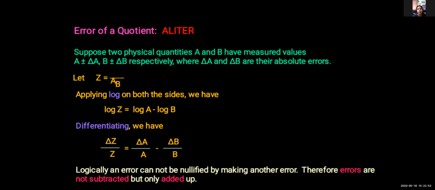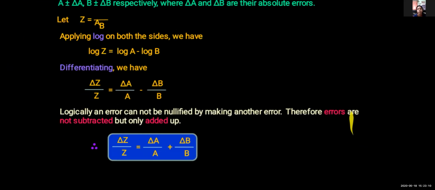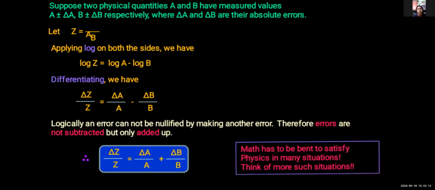So logically, an error cannot be nullified by making another error. Therefore, errors are not subtracted but only added up. So it can be written as delta Z upon Z equal to delta A upon A plus delta B upon B. I hope this is clear to you.